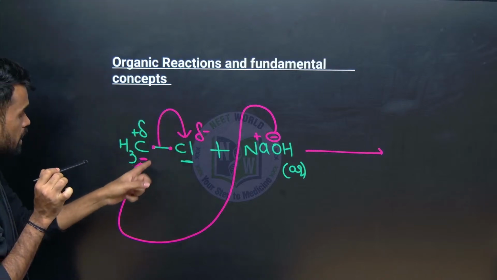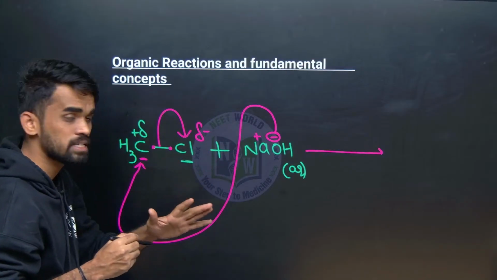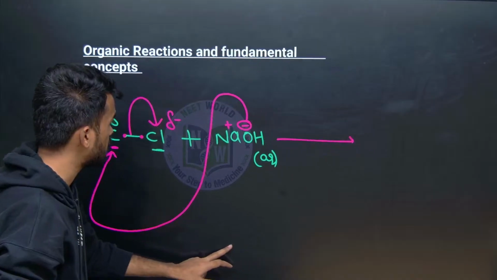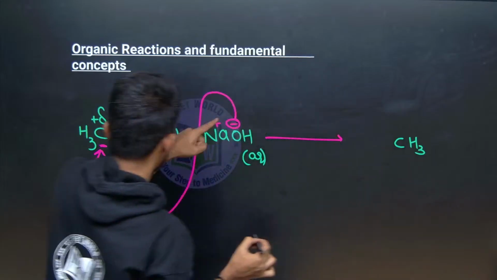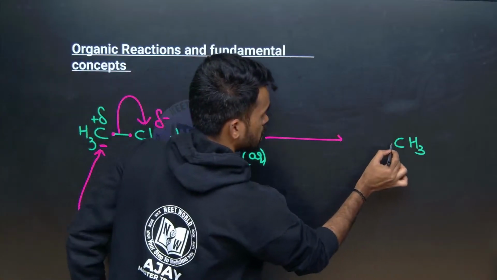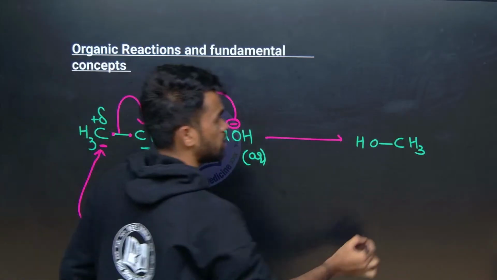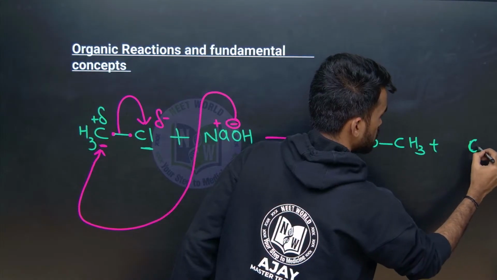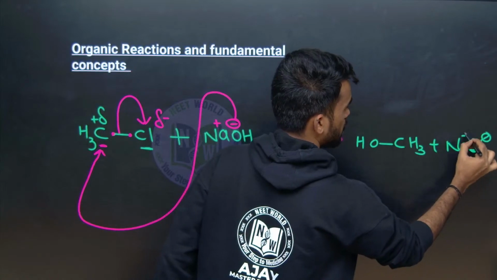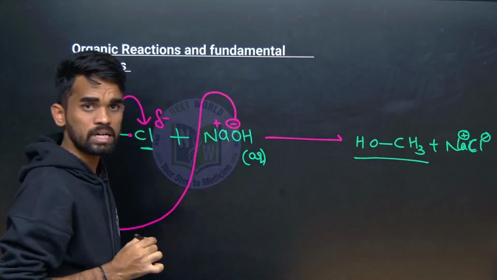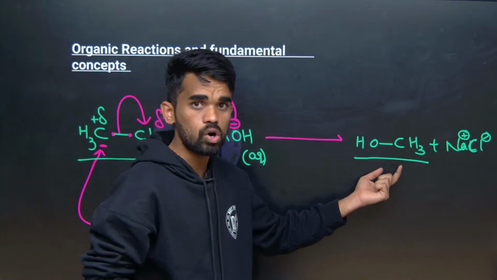When it comes and attacks, at the same time the chloride ion goes out. So what is the resulting product? Yes, we get an alcohol like this. I can write CH3OH, since OH minus is attacking here. And what is going out? Cl minus is going out, and along with that we have Na plus, so I write Na plus Cl minus. So we got the product as methanol. Here we have methyl chloride, an alkyl halide, and an alcohol, methanol, is formed.